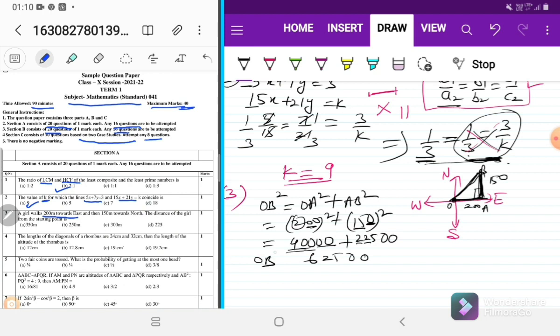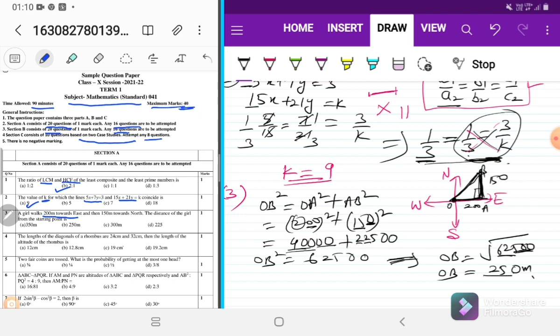So OB square is 62500. So what will be OB? This implies OB will be root of 62500. So 00 is what? Single zero. We take pairs, and out of one pair we take one number. So here 2 zeros will come out, and 1 0. 625 is the square of which number? 25. So 25 is OB. 250 is OB.